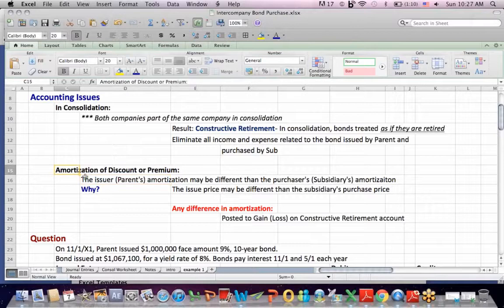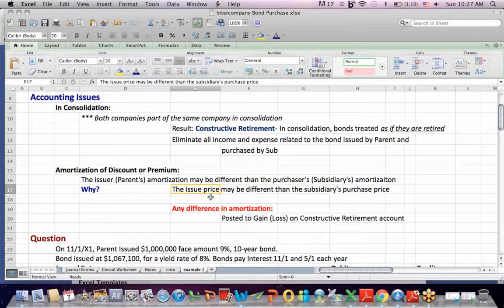Amortization of a discount or a premium. A tricky part is that the parent's amortization, they may have issued the bond at one price, and the subsidiary may have purchased the bond at a different price. So each side, the parent and the subsidiary, may be amortizing a different amount depending on the premium or discount that was involved in the price.